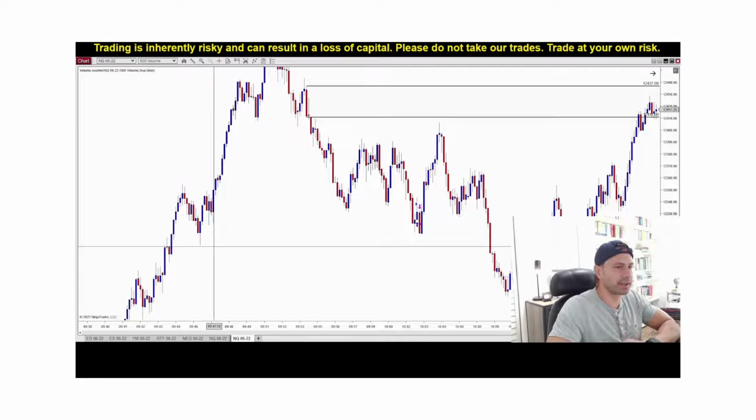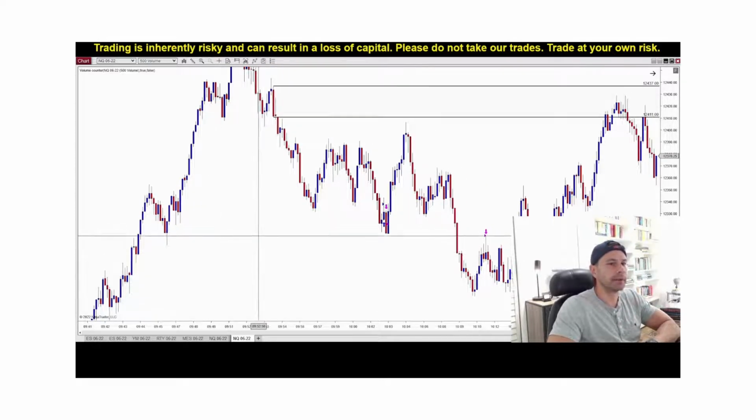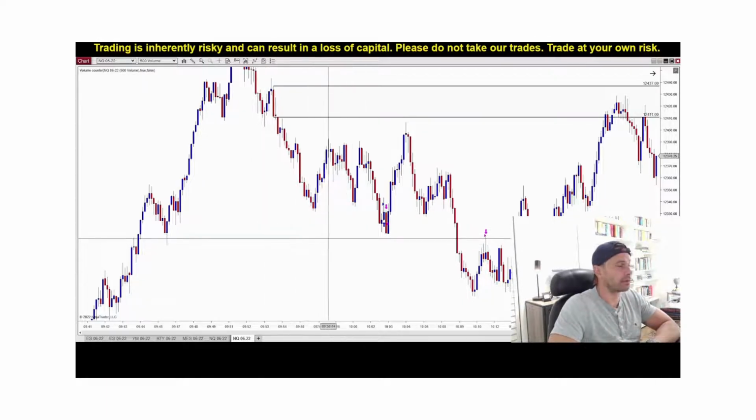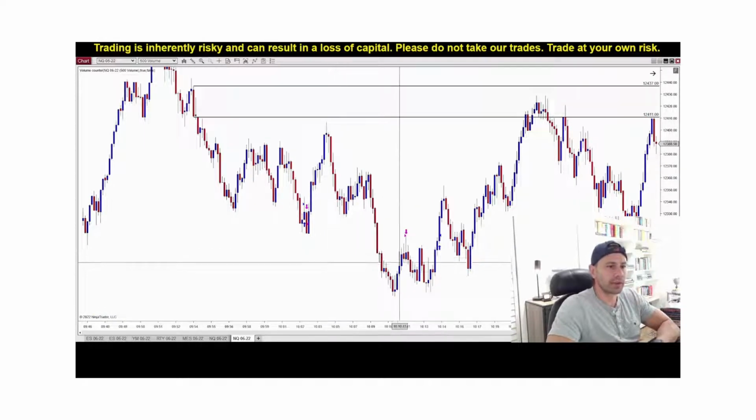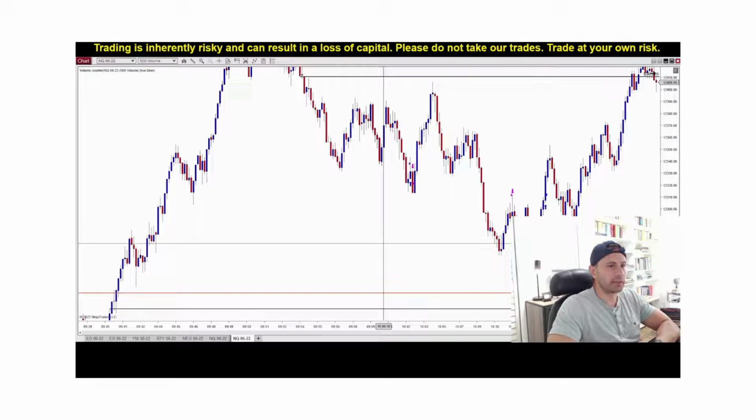Very frustrating trade, but like I've said in the past, it is what it is. I made mistakes, and you have to learn how to live with it, right? So my second trade is this area, right?